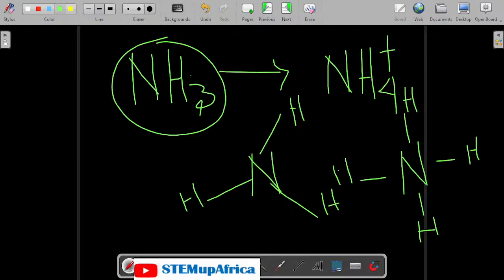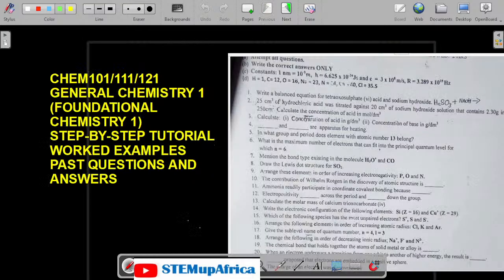You can see there's a difference between both of them. So for ammonia to become ammonium, the reason is that it has a lone pair of electrons. It's supposed to be a hydrogen atom here, so you have a lone pair of electrons to the hydrogen atom. That is the reason.